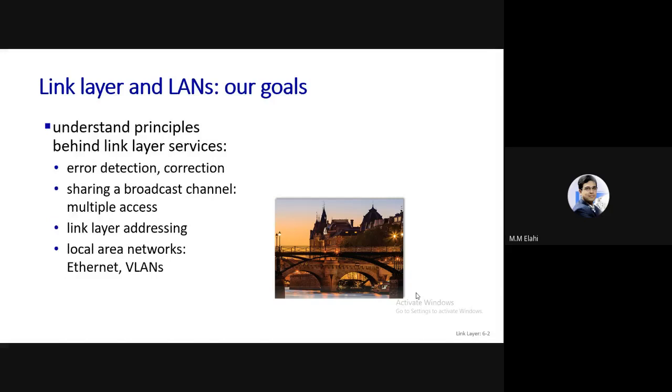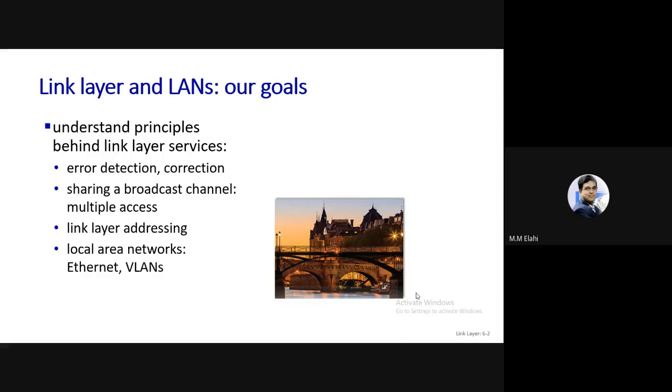Okay, now what are our goals in link layer? In this chapter, we will try to understand the principles behind the services link layer provides. What kind of services? Error detection and correction, then sharing a broadcast channel. Data link layer controls or coordinates the access to the physical media. You can use a hub or a switch to connect devices. Hub has different properties, switch has different properties, but both have the common property of enabling end devices to connect to the network, to the channel, or to the physical media. That is the purpose of link layer called multiple access.